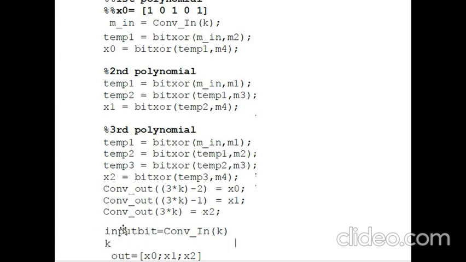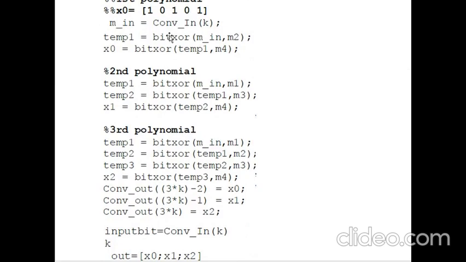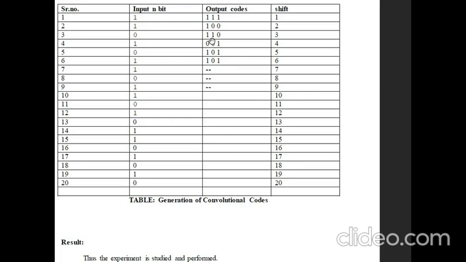So in input bit, k equal to 3 मतलब third bit, that is third bit is 0. So 0 will be stored in the input bit variable and the position k equal to 3 will be displayed in the command window and out equal to x0 x1 x2. These 3 bits will be displayed in the command window like this. मतलब this 110 will be displayed in the command window.